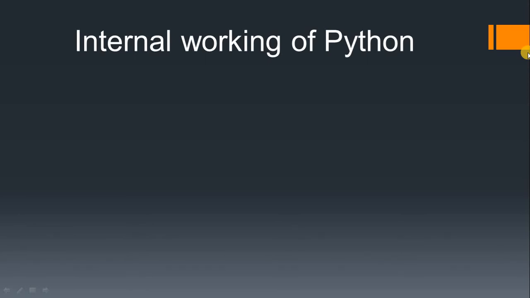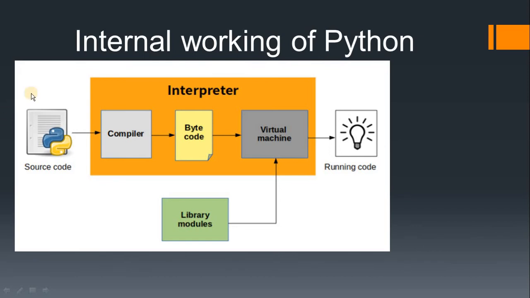So first we focus on how Python works. First you just observe the diagram. You see here the source code is nothing but a Python program, and here you can find the compiler, bytecode, virtual machine, library module, interpreter, running code. As a beginner you will get confused, so we will go step by step.